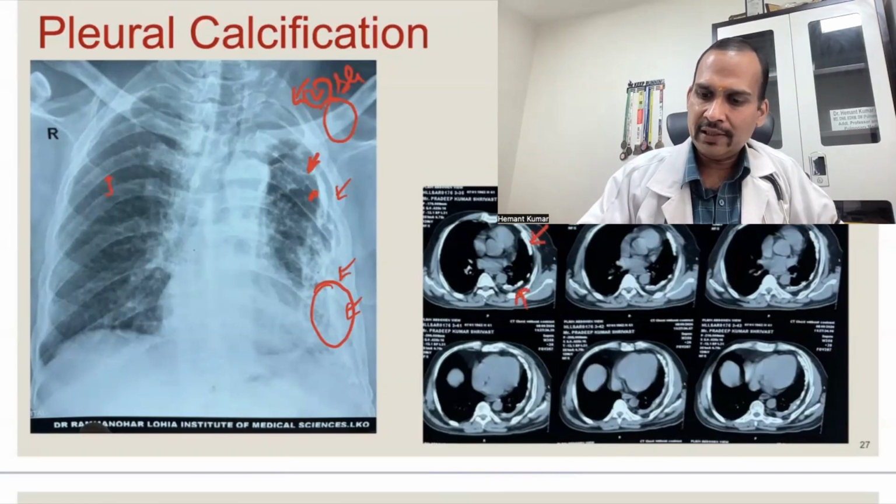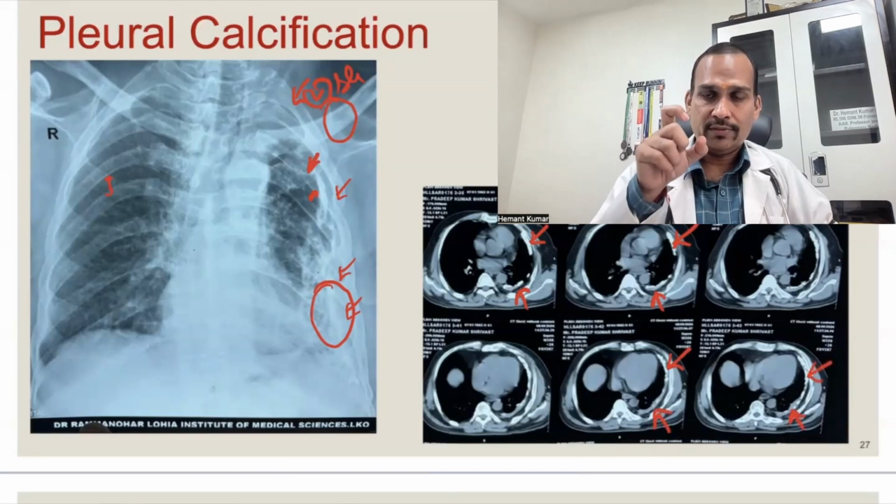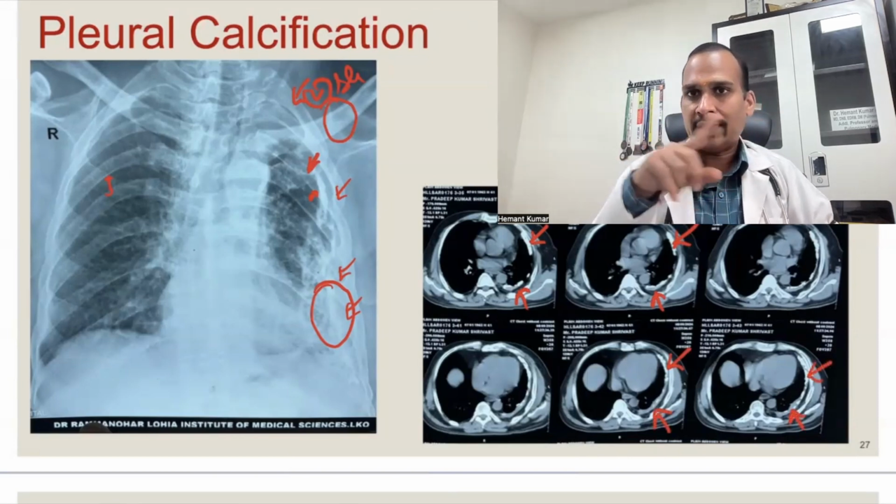If you do a CT scan, then only you can appreciate pleural calcification. Can you appreciate the white color? This is pleural calcification. See, whole pleural calcification on the left side. It looks like a bone. That is pleural calcification.